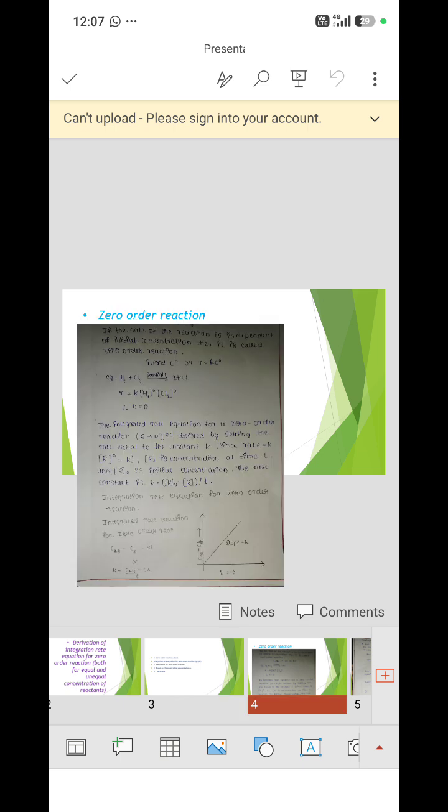Zero order reaction: if the rate of the reaction is independent of the initial concentration, then it is called a zero order reaction. That is, R is directly proportional to C naught, or R is equal to K C naught. Example, H2 plus Cl2 to form 2HCl. R is equal to K [H2] naught [Cl2] naught. Therefore, n is equal to 0.